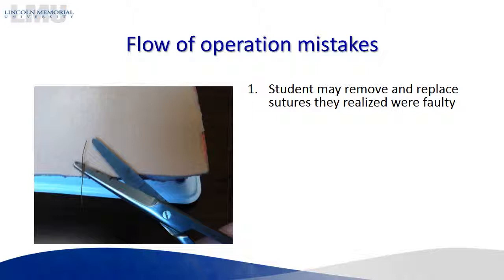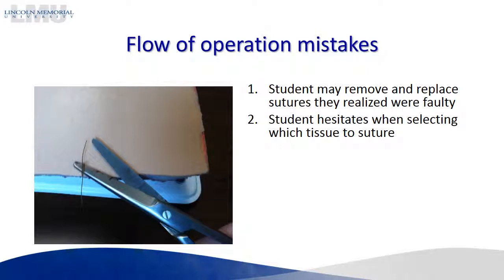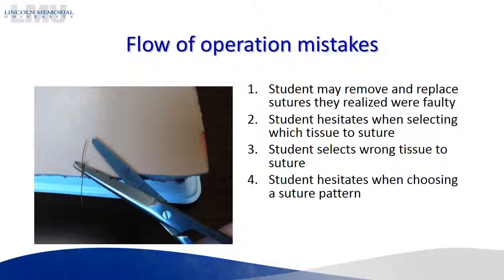And so some of the flow of operation mistakes you may see: students remove and replace sutures, and that's going to disrupt the flow of the operation as they're going along. You may have a student who hesitates when selecting which tissue to suture, so they continue grasping suture and looking at layers and setting things down and picking things up because they don't appear to know which tissue to suture. Or perhaps they really did select the wrong tissue to suture and later they had to go take it out and replace it. Maybe they hesitate when they're choosing a suture pattern, or they're really not sure how to perform this pattern, or they choose the wrong pattern altogether and they end up having to cut it out and replace it.